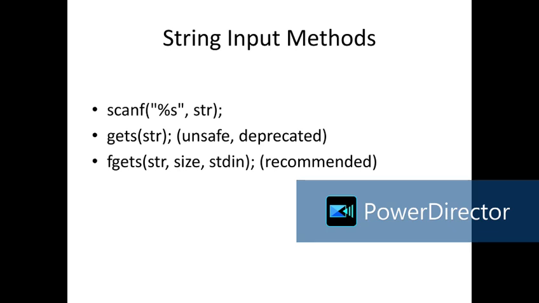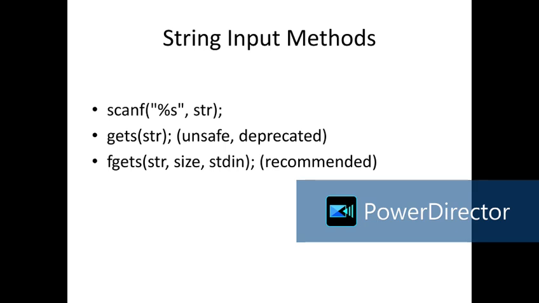Using fgets(str, size, stdin) is recommended. This is the recommended and safest method to input a string. It allows you to specify the maximum size of the input buffer, preventing overflow. char str[50]; fgets(str, sizeof(str), stdin); This reads an entire line including spaces and automatically appends a null terminator.